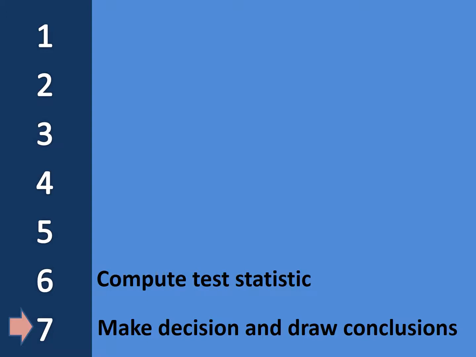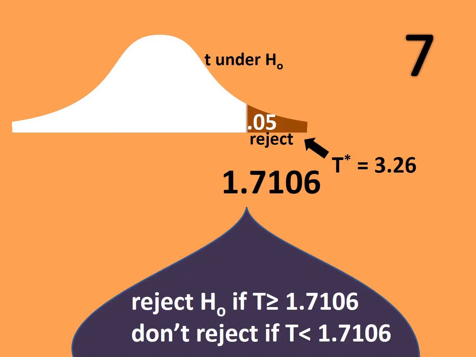We are now ready to carry out the last step, which requires us to make a decision and draw our conclusions for the test. In doing this, we will reject the null hypothesis if t star falls into the rejection region defined from our decision rule, and we will not reject the null hypothesis otherwise. As illustrated here, the computed value t star equals 3.26 exceeds the critical point 1.7106 and therefore falls into the rejection region for our test. We therefore conclude that we reject the null hypothesis at alpha equal to 0.05, or in other words, our observed results are statistically significant.